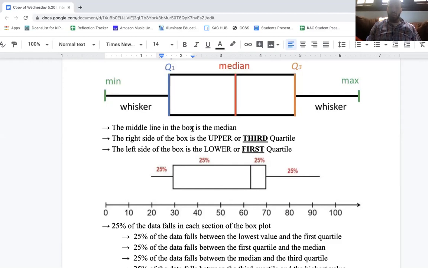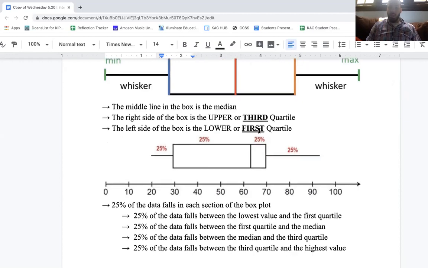Now, it could also ask you what percent is between here and here. What percent is between the first quartile and the third quartile? Well, if this is 25 and this is 25, that means 50% is here. What percent is above the first quartile? Well, the first quartile starts here. 25%, 50%, 75. So I'm doing 25 plus 25 plus 25 gives me 75%. So we have to be able to break down the box plot in any way like that.